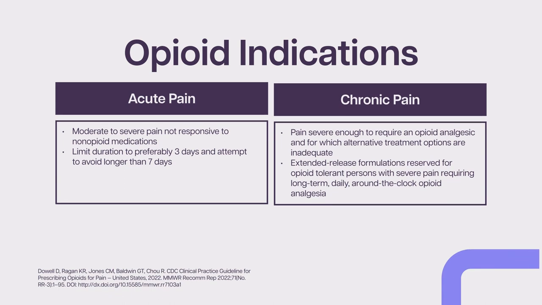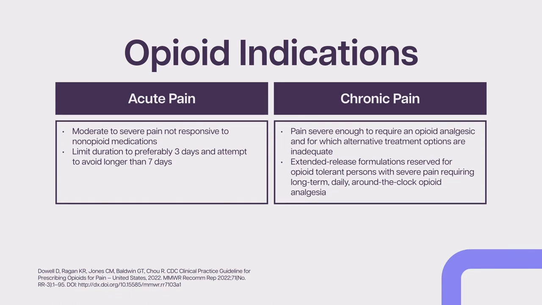The principal indication for opioids is pain management. According to the CDC Clinical Practice Guidelines published in 2022, in acute circumstances, opioids are indicated for moderate to severe pain not responsive to non-opioid medications, and the prescription should preferably be limited to 3 days.